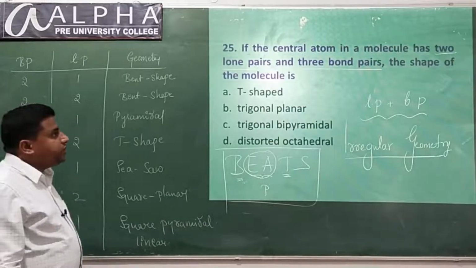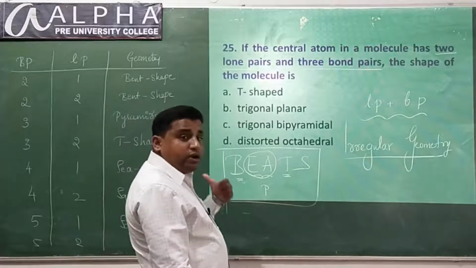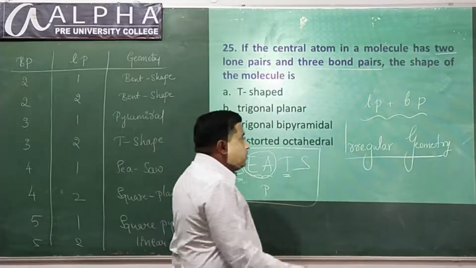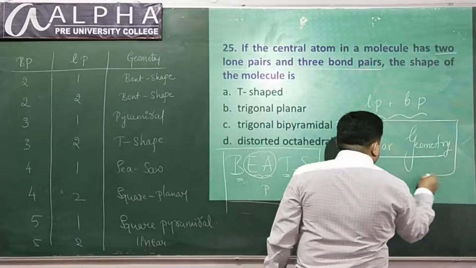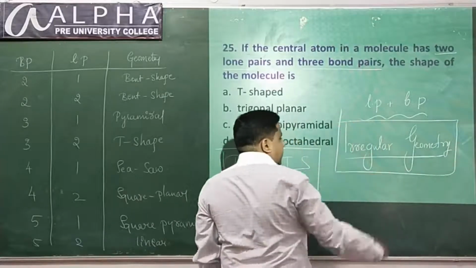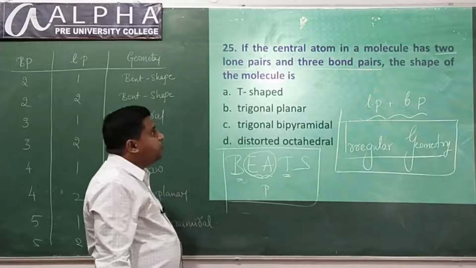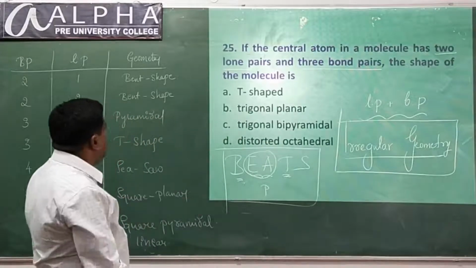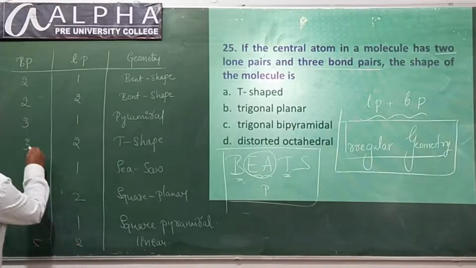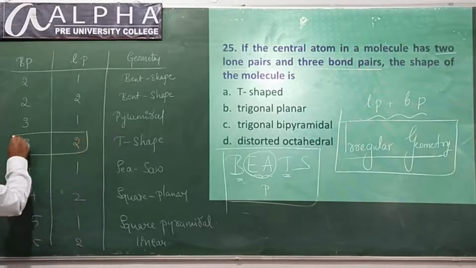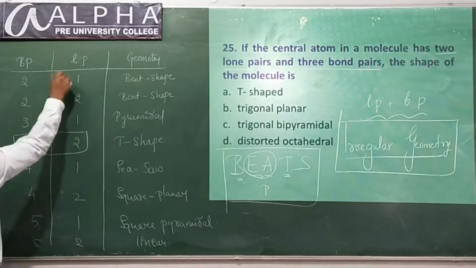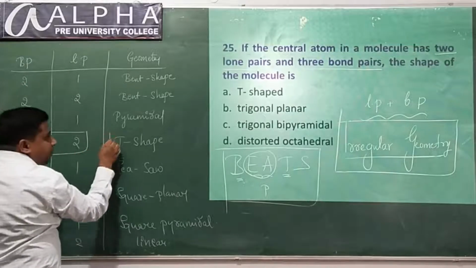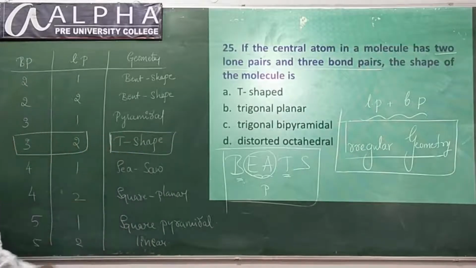Now coming on to the question. When do you want to use this? Only if there is both lone pair as well as bond pair. That means we are talking about irregular geometry. So if the central atom has 2 lone pairs and 3 bond pairs, that means 3 2. So what is the shape? It is T shape. Very simple.